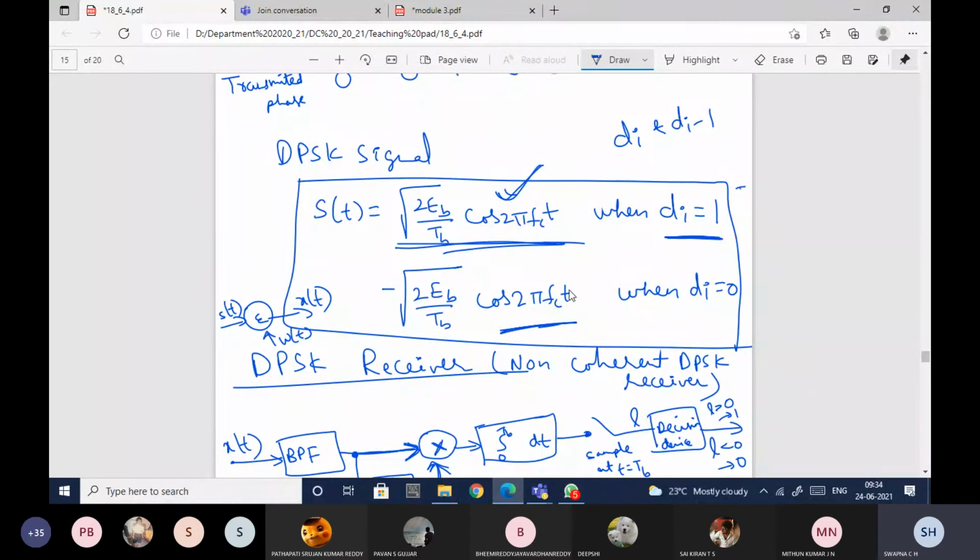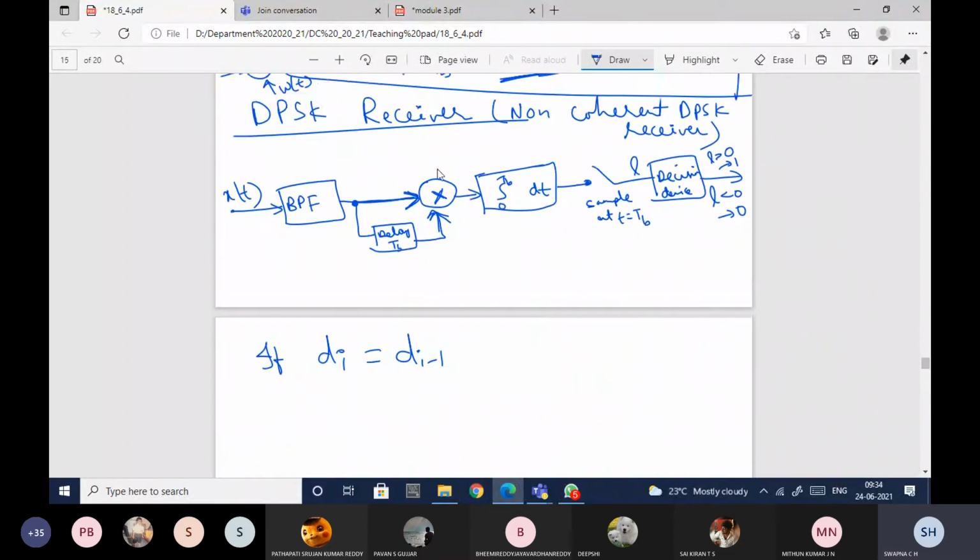So what happens, this multiplied with the same, I'll get positive. This multiplied with the same, I'll get more positive. So the output here will be 2E_b when this is d_i and this is d_(i-1). Here is the equation corresponding to d_i, and here it is the equation corresponding to d_(i-1). When you multiply both of them, assuming the condition when d_i is equal to d_(i-1), the output of this product modulator will be 2E_b.